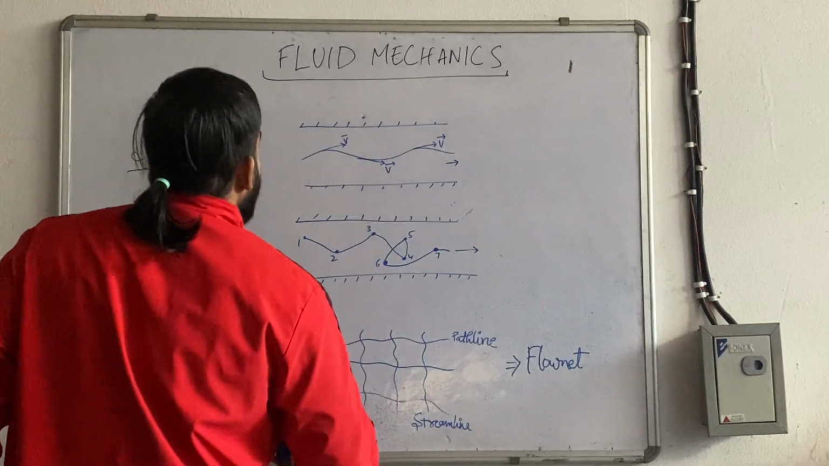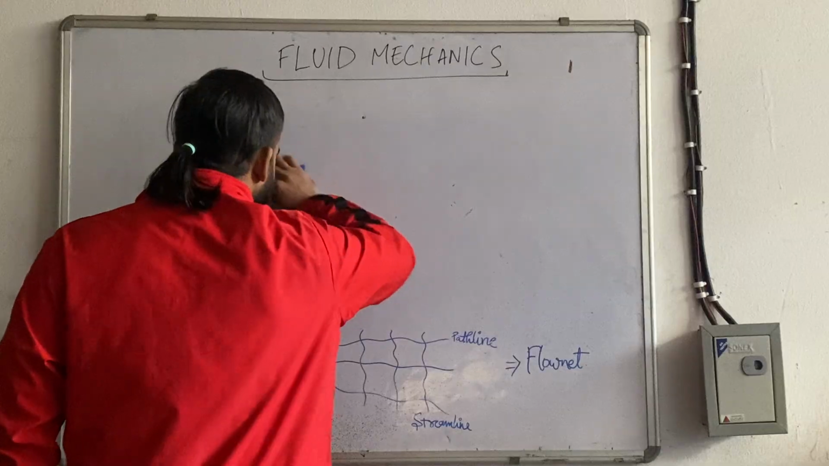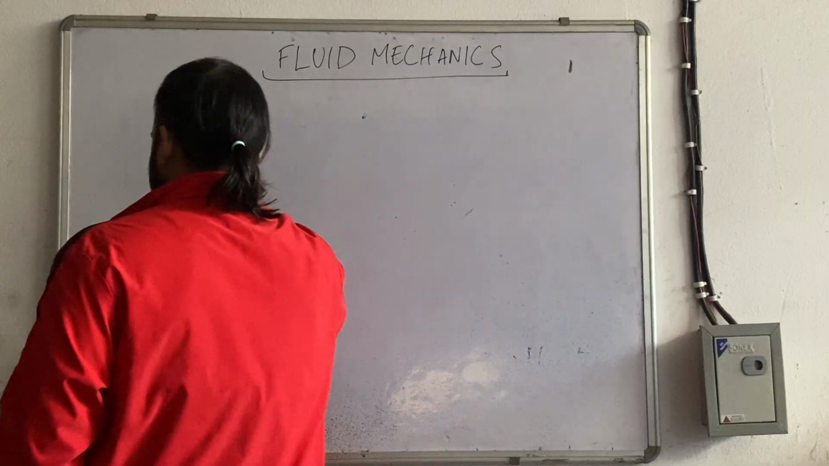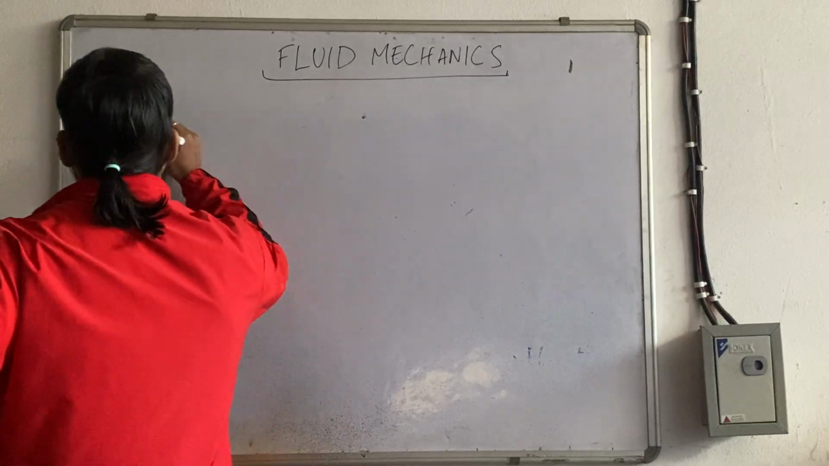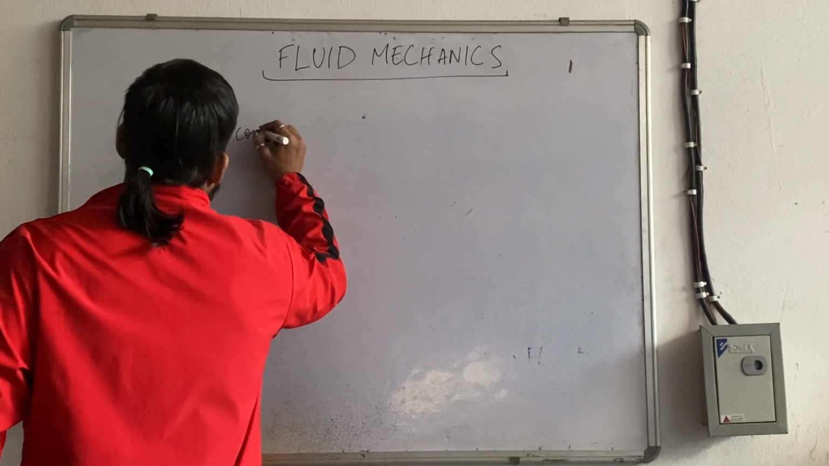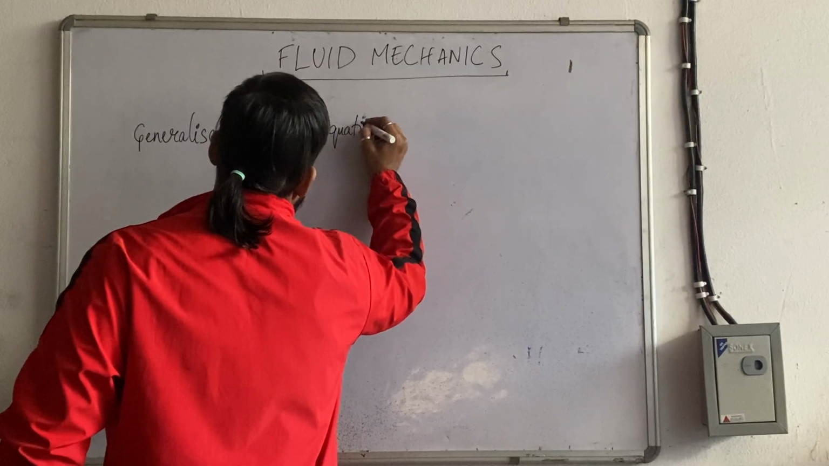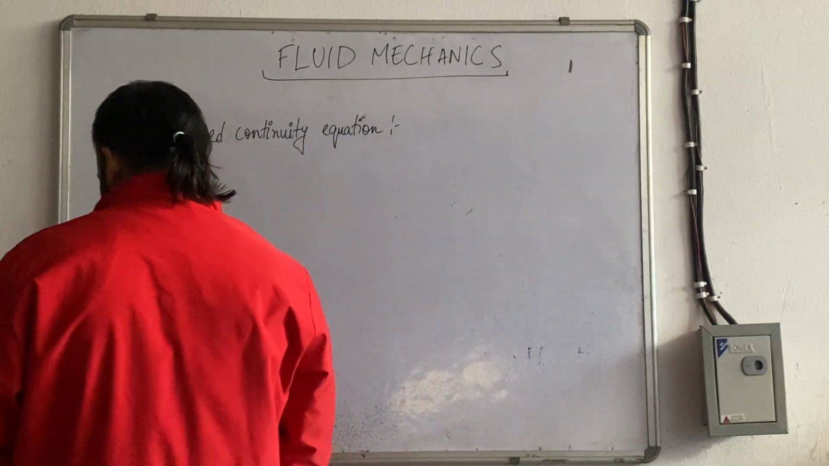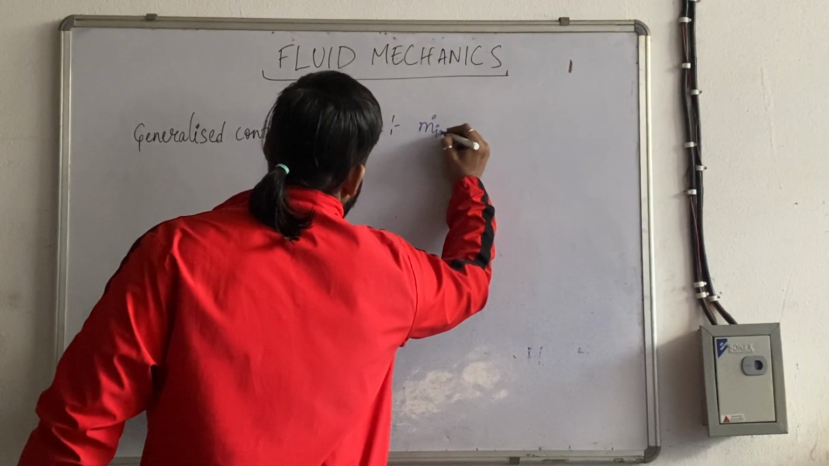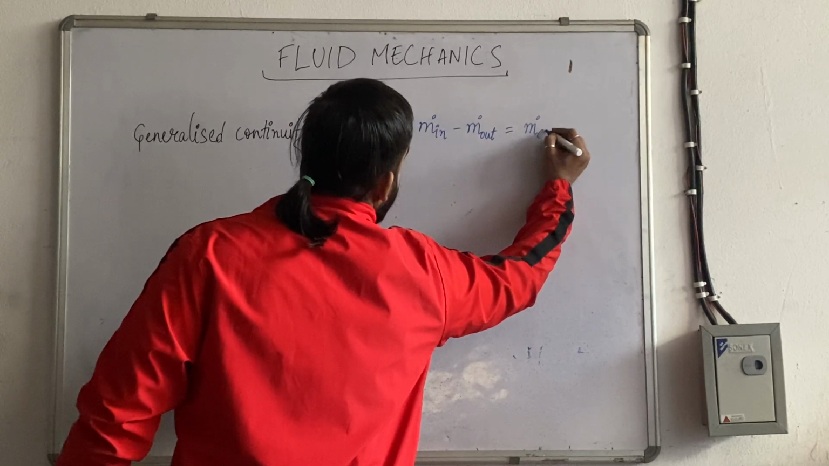Now let us move towards the generalized continuity equation, which can be written as m dot in minus m dot out is equals to m dot Cv.